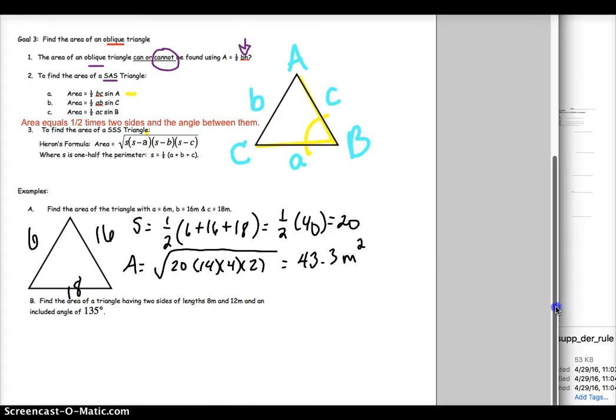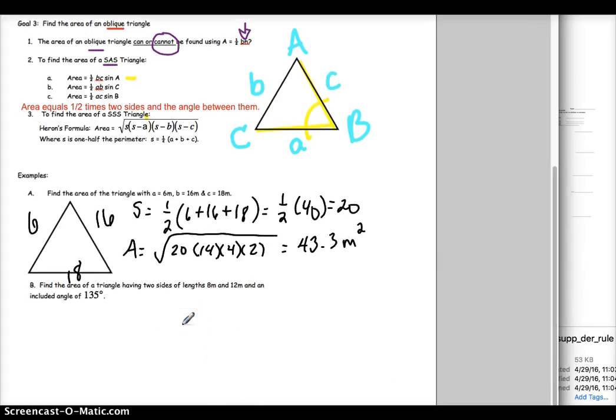In example B, we're asked to find the area of a triangle having two sides of lengths 8 and 12 meters and an included angle of 135. So let's draw a triangle and label the sides. This helps you to see what you're given. Notice that it did not specify which side, it just said we have two sides of 8 meters and 12 meters and an included angle of 135 degrees. Now remember, this is not drawn to scale, but it gives us a picture of the information we have, and we have two sides and the included angle.